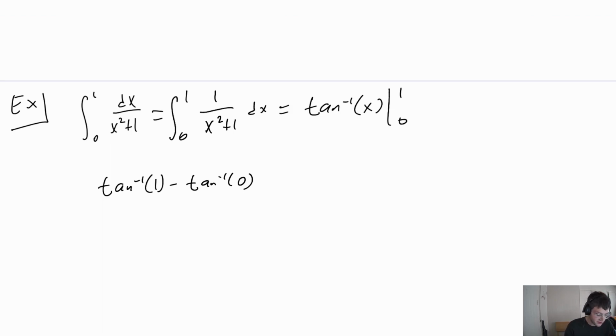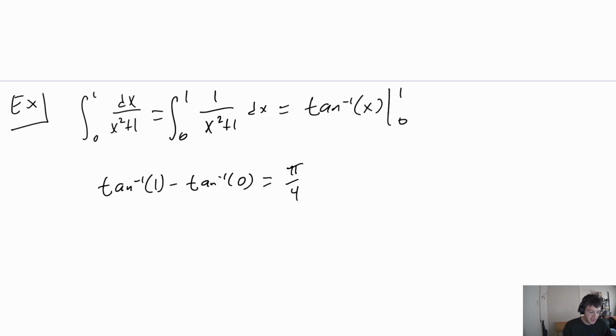Now, how can we figure these out? Inverse tangent of 1: what angle, when I plug it into the tangent function, gives me 1? Well, the angle is 45 degrees, or pi over 4. So the inverse tangent of 1 is pi over 4.